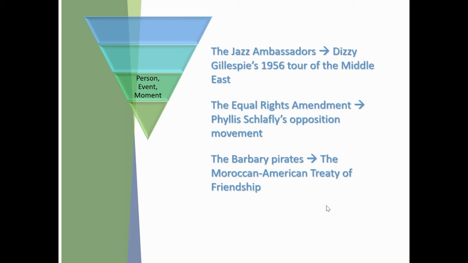All right. So from there, we can narrow it down even further to a person, an event, or a moment, or a movement. If you're moving down to a person, you want to focus on that person's contributions because you don't want it to be a biography of them. So from the jazz ambassadors, we've moved down to Dizzy Gillespie's 1956 tour of the Middle East. From the Equal Rights Amendment, we moved on to Phyllis Schlafly's opposition movement. And from the Barbary Pirates, we moved on to the Moroccan-American Treaty of Friendship.